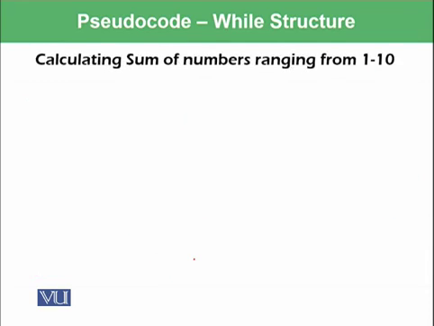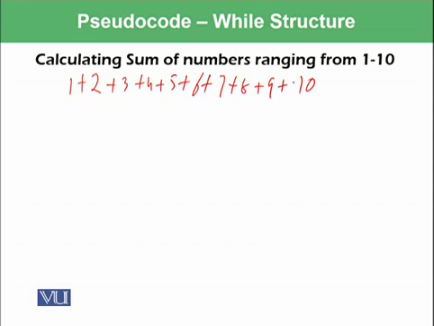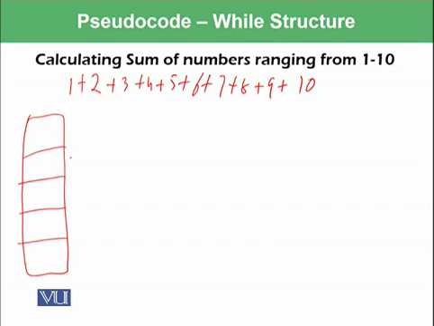We have another example: calculating the sum of numbers ranging from 1 to 100. Let's say we want to represent this as pseudocode. What we want, in fact, is 1 plus 2 plus 3 plus 4 plus 5 plus 6 plus 7 plus 8 plus 9 plus 10. This is what we want to represent as pseudocode. How can we proceed? We can create a memory first so that we can understand. We have a location called sum, which will store the sum of all of these numbers.